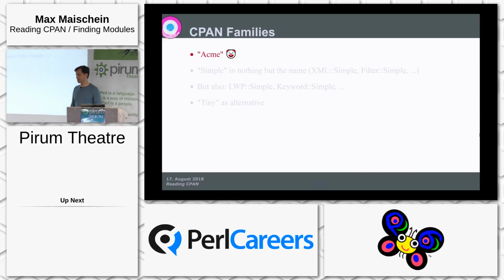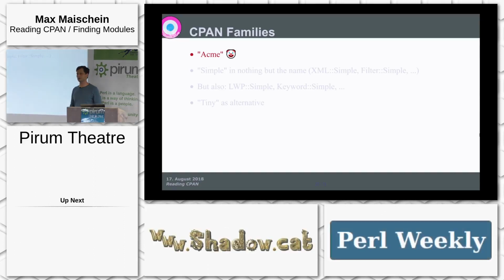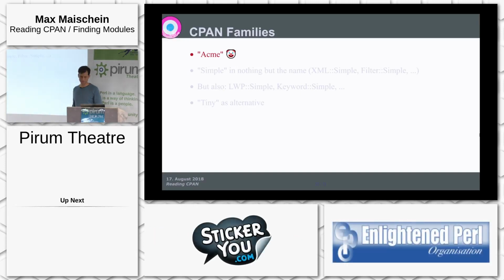There are some families on CPAN, like the Acme family. If a module is named Acme, it might contain a core of interesting techniques, but I don't want to say I would never use an Acme module in production, but using an Acme module would be a very last resort, and I think I would rather copy the interesting part of the Acme module into a serious module instead, and then use my serious module.